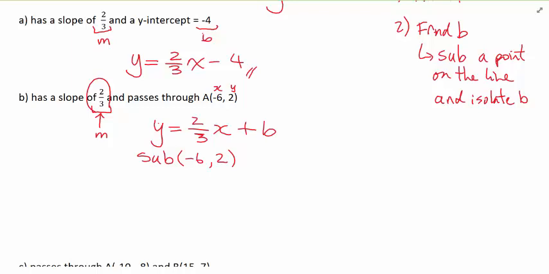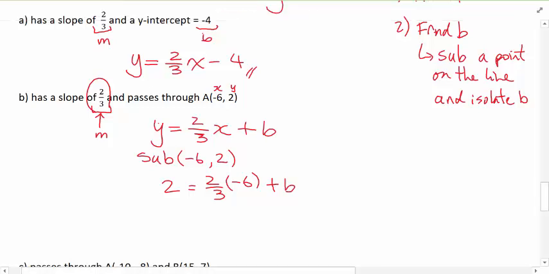What did I say? If you have the values of the variables, what do you do with it? Plug it in. So what do I write? 2 equals 2 over 3 times negative 6 plus b. Don't forget the plus b. You have to write everything, but you replace whatever you know with something else. Is that clear?